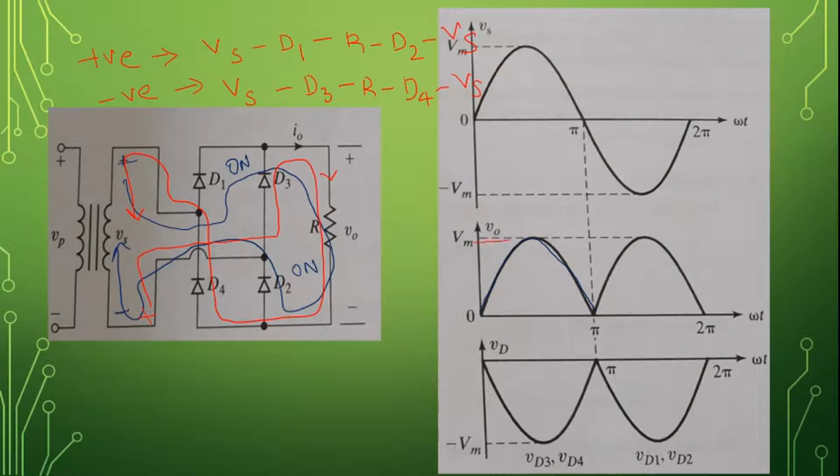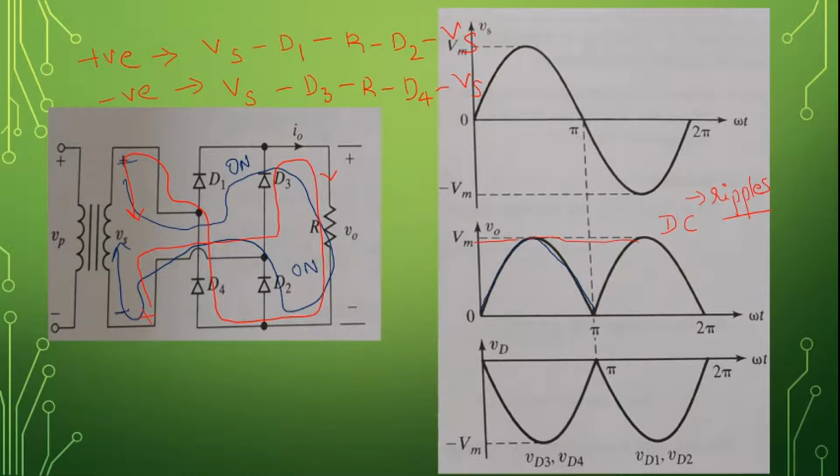So the output voltage, either you use a center tap transformer or a bridge configuration, we get a unidirectional output. So this unidirectional output is nothing but DC. So this DC output contains ripples. It is not a pure DC. So we need to measure the performance of a rectifier. There are few performance parameters which will decide the performance of a rectifier.